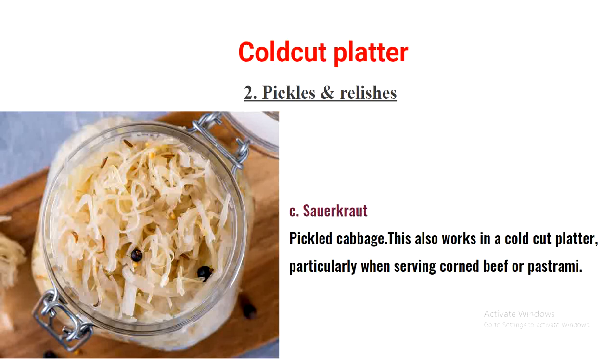So the third one is sauerkraut. Sauerkraut is basically pickled cabbage, widely used in German and French cuisines. This also works in a cold cut platter, particularly when serving corned beef or pastrami. So this also goes as an accompaniment, and comes in the case of pickles and relishes.